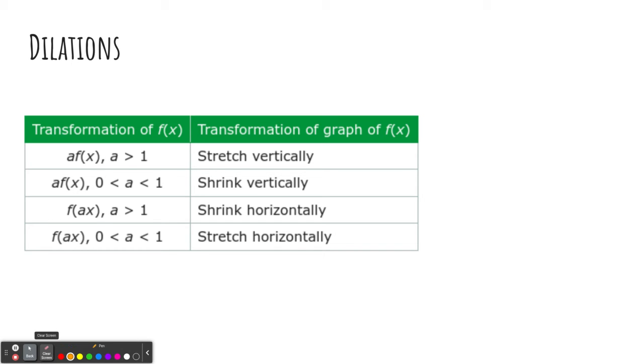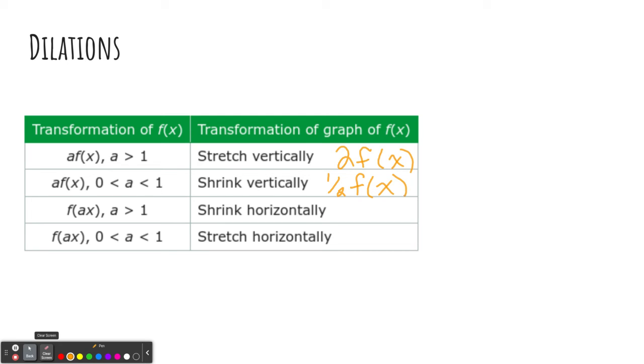So f of x means if there's a number in front of f of x that's greater than 1, this would look something like 2 f of x. If you see that, you will stretch vertically. A number between 0 and 1 is a fraction. So if I have a fraction out front, I'm just going to use a half. A half f of x would shrink vertically.